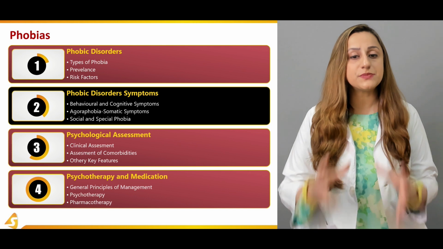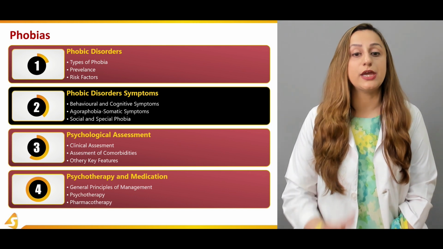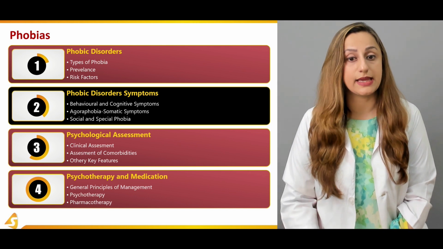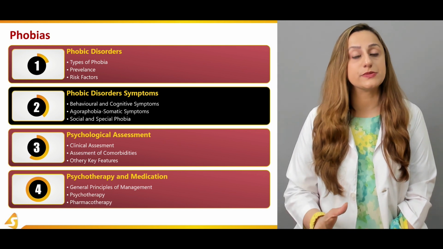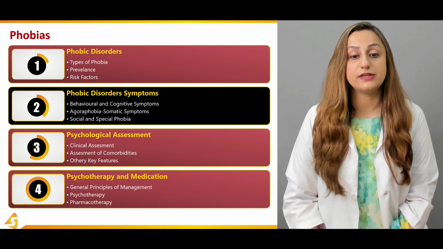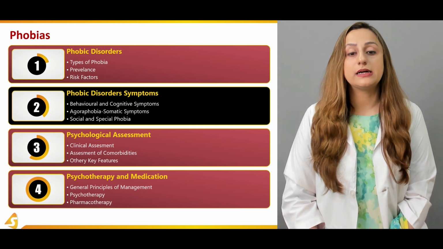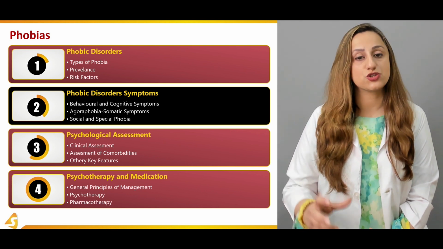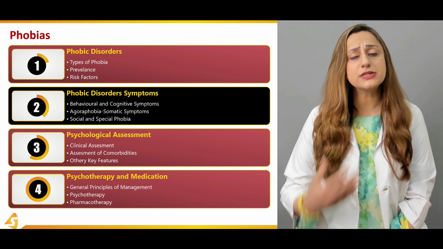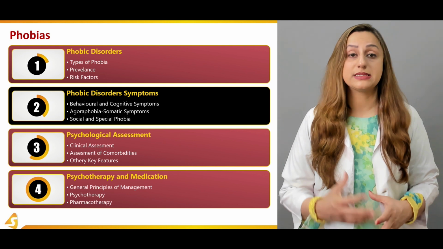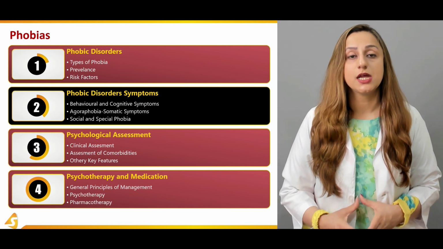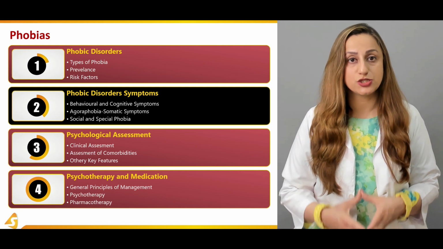So these symptoms are again very important. The behavioral and cognitive symptoms are again very important. The agoraphobia somatic symptoms are again very important over here. And then we can have the social and the specific phobias. The person will give you a history of when he's experiencing fear towards that particular situation.